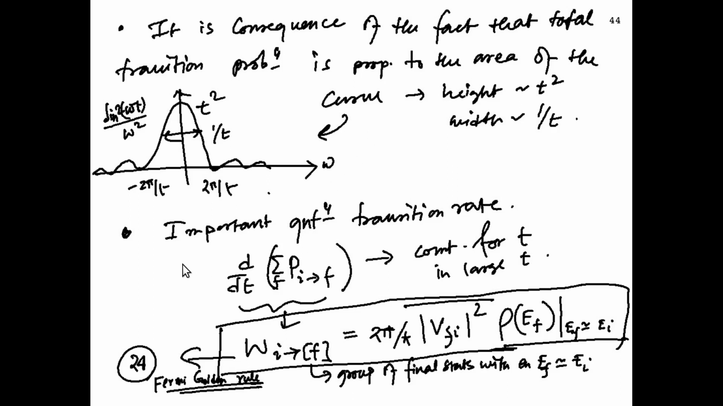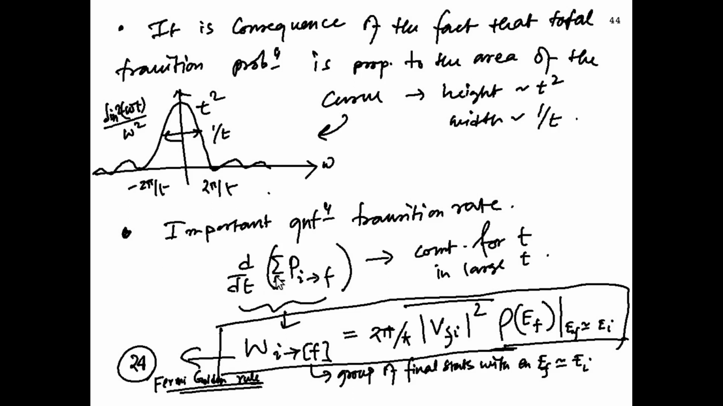Now there is another important quantity which we can estimate from this formula, because we often ask the question: what is the transition rate from the initial state to the final state? In other words, what is the probability of going from initial state I to F in each unit of time?